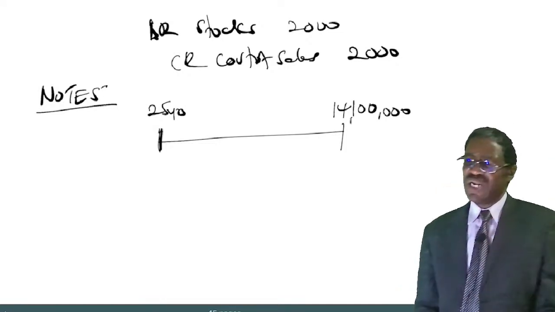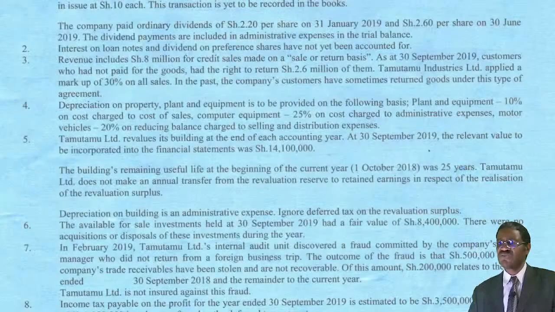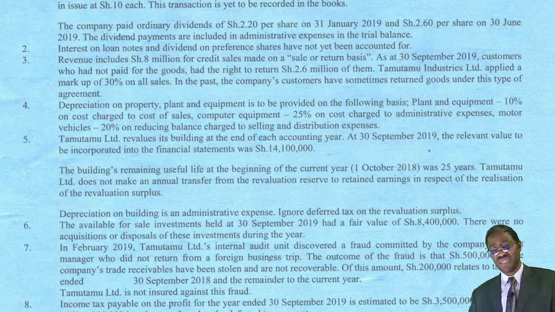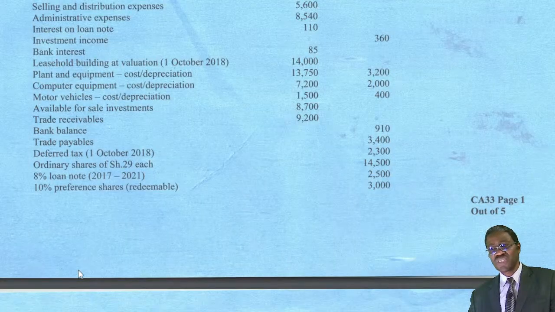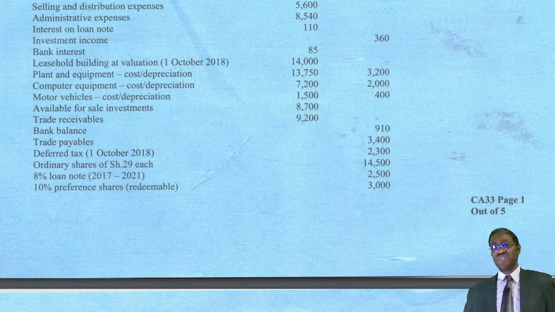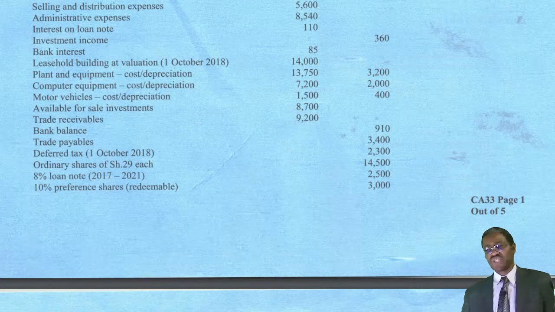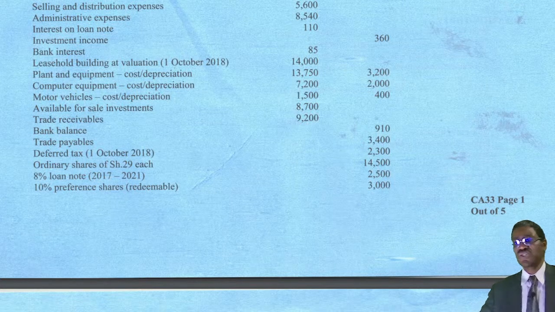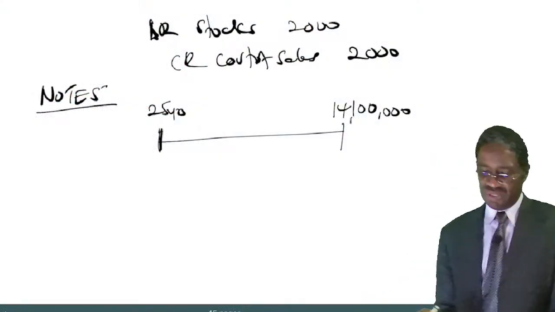If you go to the trial balance of this company, what are they giving us to be the value of the building? Let me take you to the trial balance now. What is the value of the building? I hope you can see it up there. They are saying leasehold buildings, valuation on 1st October 2018 was 14,000, which is 14 million, sorry. 14 million. Here.